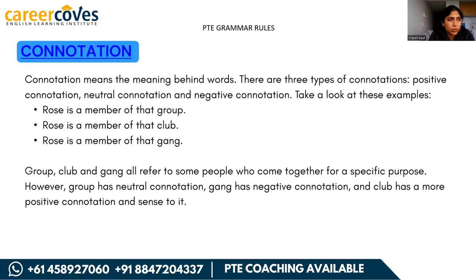Connotation. Connotation means the meaning behind words. Sometimes, in reading, writing, fill in the blanks, all the words have the same meaning. So what do they have to do? Here you should have the knowledge of vocab. For example, there are three types of connotations here: positive connotation, neutral, and negative connotation. So take a look at these examples. Rose is a member of that group. Rose is a member of that club, and Rose is a member of that gang. So there is a positive one, a neutral one, and a negative connotation as well.